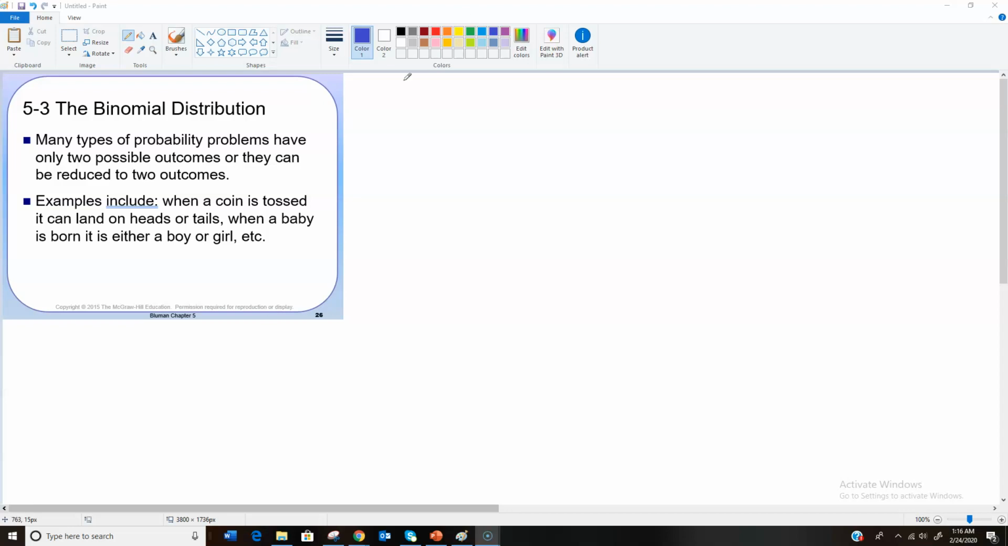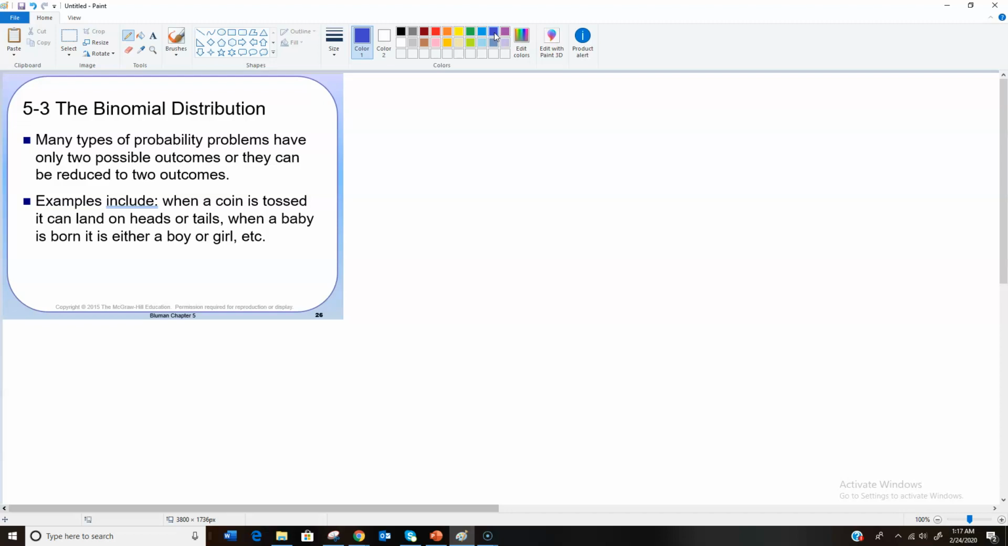We're going to finish chapter 5 with section 5.3, which is on what is known as the binomial distribution. The binomial distribution is a formula that allows us to do some problems that would otherwise be quite complicated. We're going to combine a combination along with some rules of probability in order to calculate these rather complicated problems.